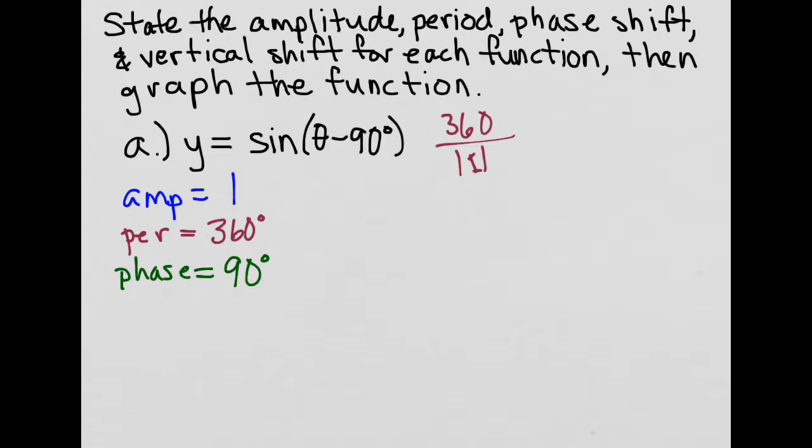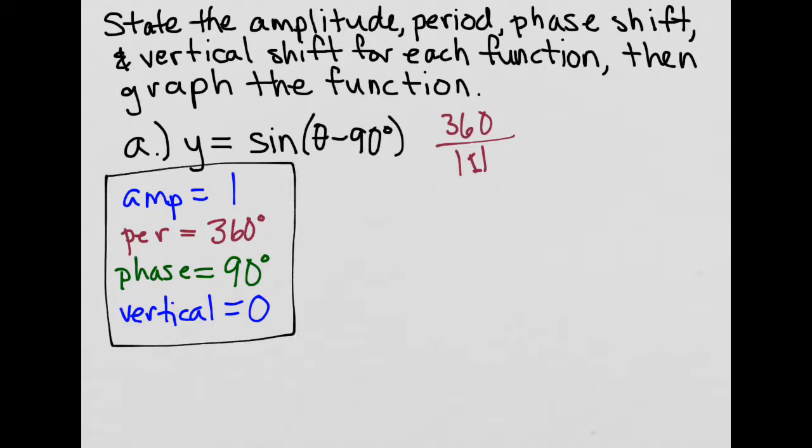And then finally, our vertical shift. That comes from the number being added or subtracted from the total trig function. Now there is no number over here, so that vertical shift is going to be 0. So we're actually not going to move this up or down on this particular graph. Okay, so here's that information that they were asking for, and now we're going to graph this.